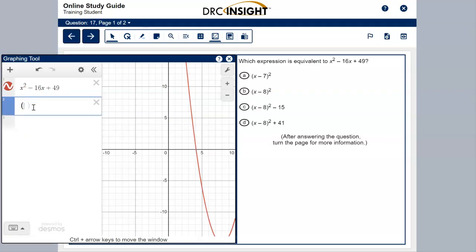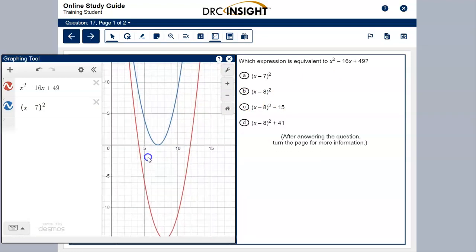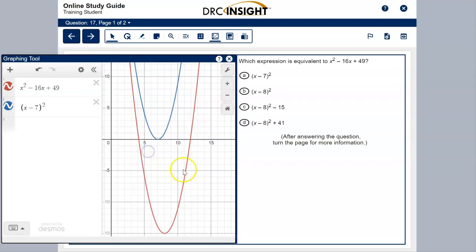So let's start with answer choice A, x minus 7 squared. And it is not the same. Now I can barely see this, so I'm going to click on the graph and drag it to the left. That's another way to adjust your window, is just to click and drag and pull the graph in the direction that you want it to go. So let's change this minus 7 to a minus 8.